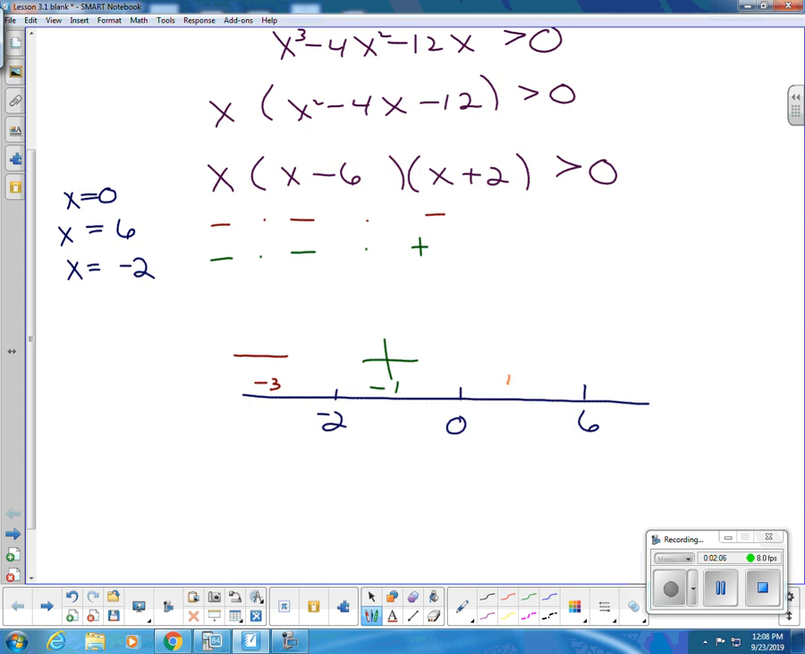I'm going to put in 4. 4 out front's a positive. 4 minus 6 is a negative. 4 plus 2 is a positive. 1 negative makes a negative. In our last region, let's put in a 7. We're going to get positives all around.